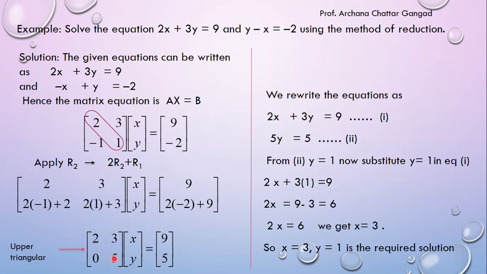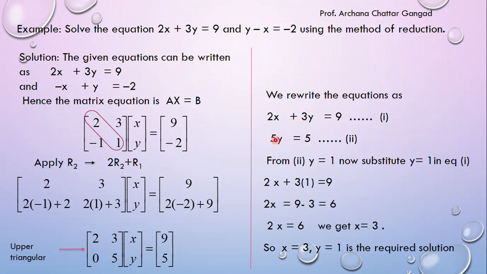Now observe this matrix carefully. This is your diagonal element 2, 5. Below the diagonal, all the elements are 0, only one element is there, so that element is 0, so it becomes a upper triangular matrix. Now we can convert this matrix in a equation again. So write 2 into x plus 3 into y equal to 9. Next 0 into x, so no need to write here 0 into x, just write plus 5 into y. 5 into y is equal to right hand side constant value 5. So we get this two equation number 1 and equation number 2.